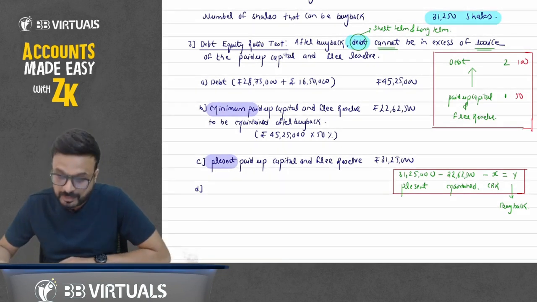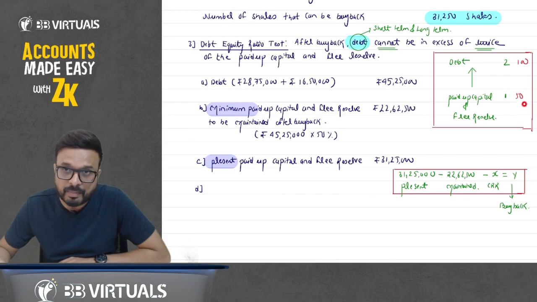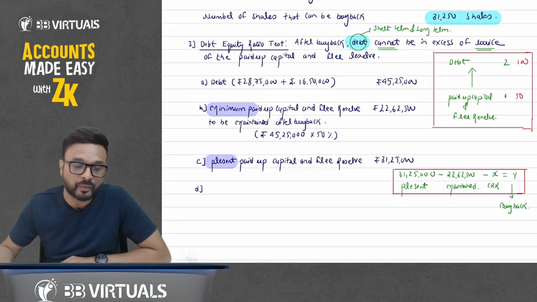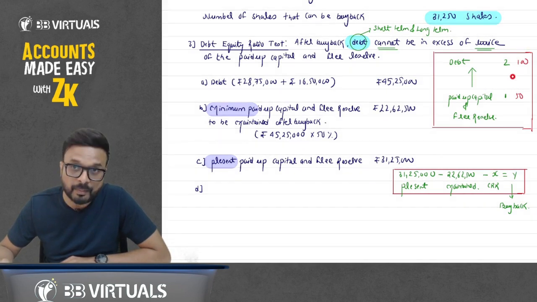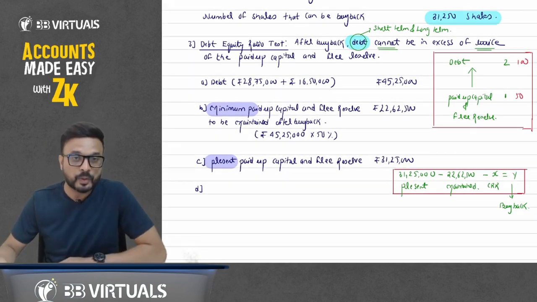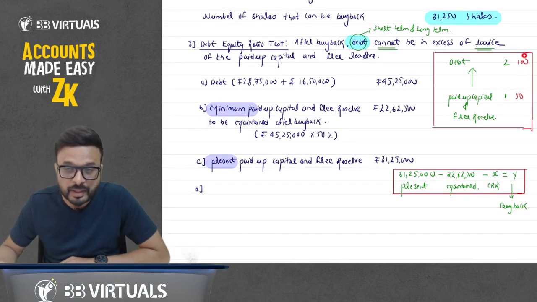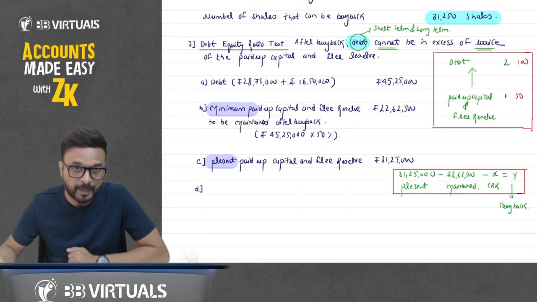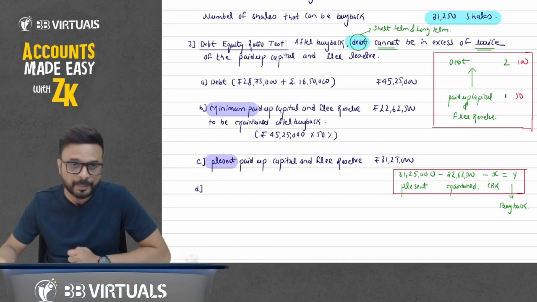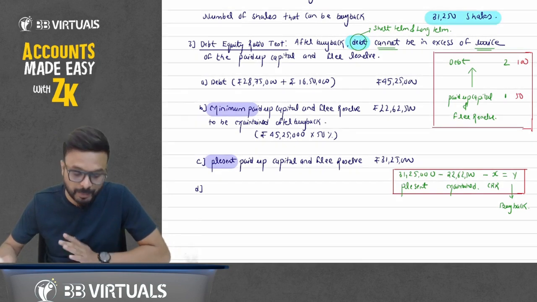Let's take an example. Suppose your debt is 100, and minimum paid up capital and free reserve should be maintained after buyback. How much minimum? 50. Just for understanding, let's take a figure lower than 50. Let's take 40. Do twice of 40, 40 multiplied by 2. It will come 80. So your debt will be more than 80. Your debt is 100. If you do twice your paid up capital and free reserve, suppose it is 40, twice of 40 is 80, and your debt is more than 80.